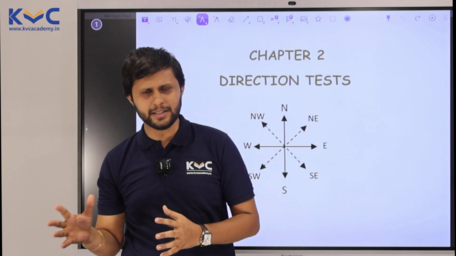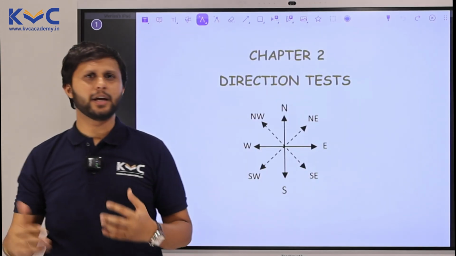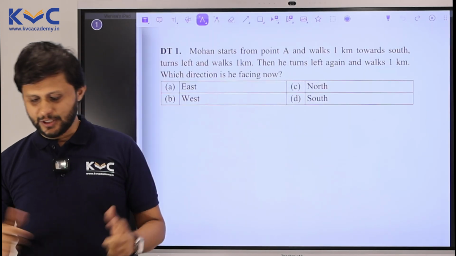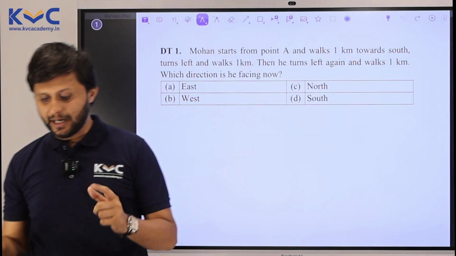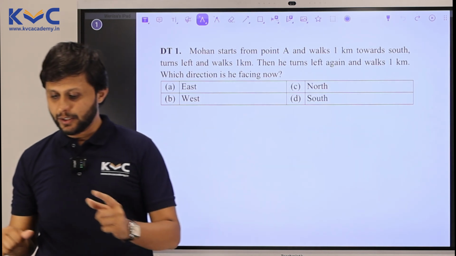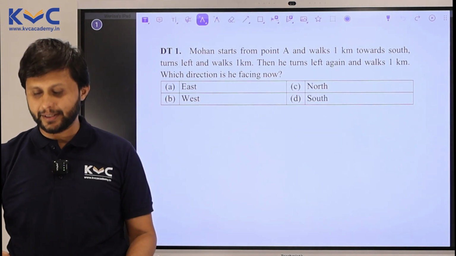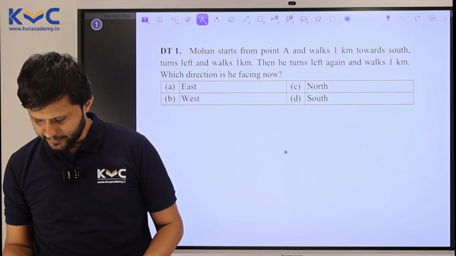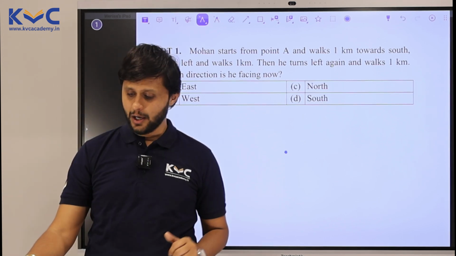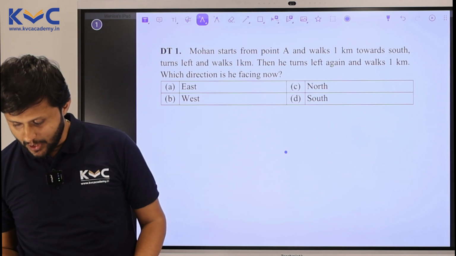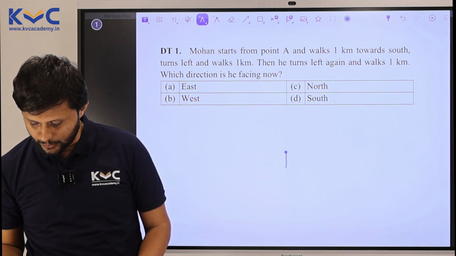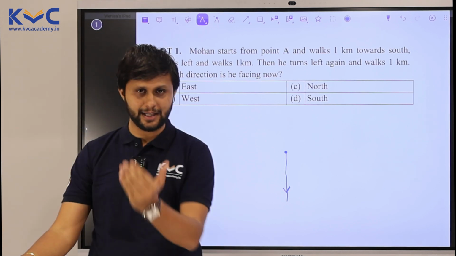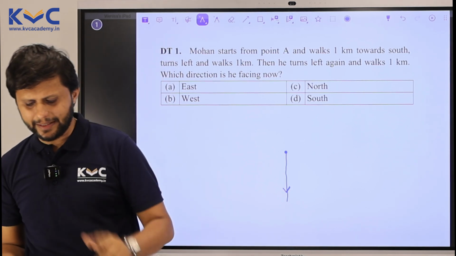I'll directly take the questions. Okay, as we solve more and more questions, you'll get to know what exactly I was talking about in the beginning. The first question: Mohan starts from point A and walks 1 kilometer towards south. So I'll take a point over here. This is the point from where I'm starting. What is Mohan doing? Mohan is walking 1 kilometer towards south. This side. Correct? This is south, right? Coming down. But now you have to be careful.